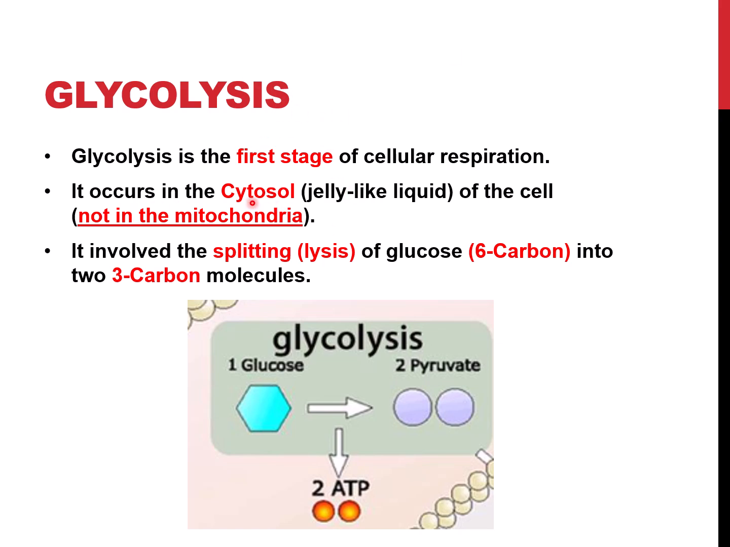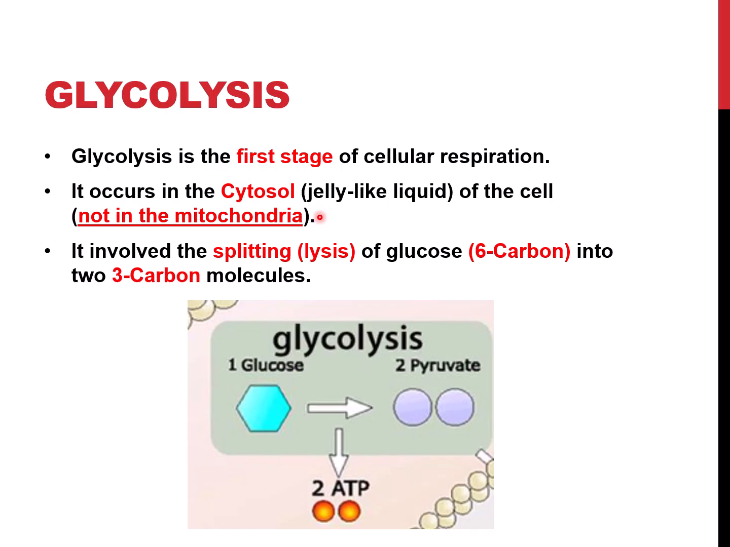So where does it occur? The location is in the cytosol. So that's the jelly-like liquid of the cell. You might have heard of cytoplasm, and that's the jelly-like liquid plus the organelles. So the cytosol is just the jelly-like liquid. So please note it's not in the mitochondria. The other two processes occur in the mitochondria, but the glycolysis reaction does not.